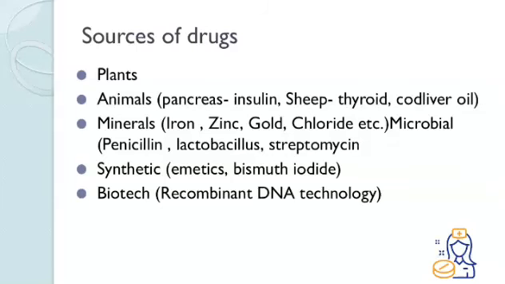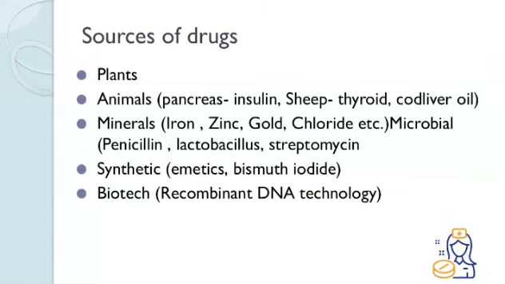The next one is microbes. Microbes like penicillin, lactobacillus, streptomycin, these are all drugs which are produced from the microbes itself. Microbes are nothing but microorganisms. The next one is synthetic. So we produce a lot of synthetic drugs. There are a lot of examples you can write, like all the emetic drugs, bismuth iodide, all are synthetic drugs.